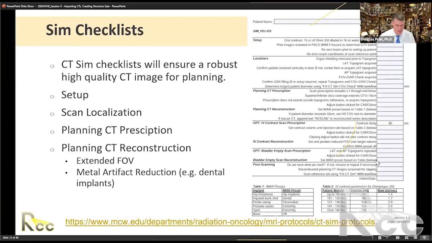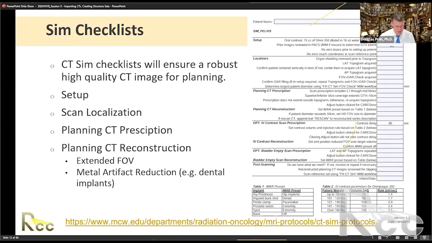So I put an example on here for you guys to reference in the future. But we find that these CT SIM checklists ensure that you have a robust, high-quality CT image for planning. They help with setup, scan localization, give some guidance on the CT prescription, and then also for the planning CT reconstruction, what settings should be used and things that should be checked, extended field of view, for example, or metal artifact reduction. And you can see here, there's very basic things.